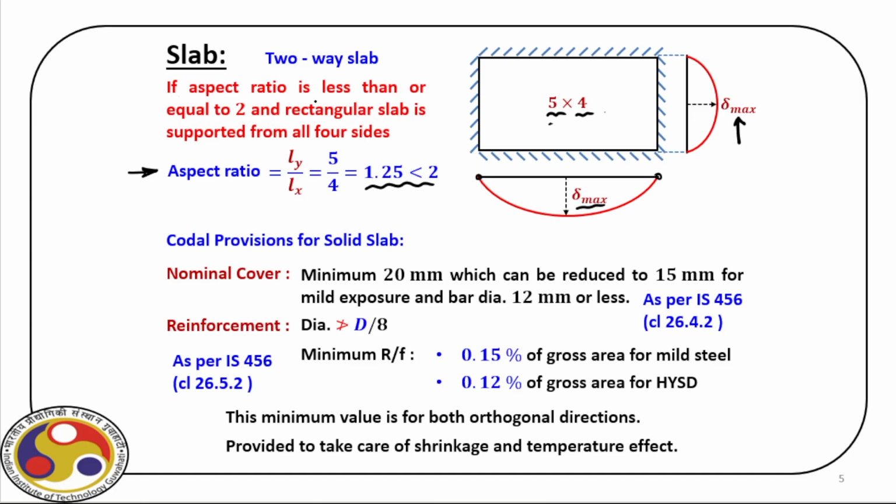So if the aspect ratio is less than or equal to 2, and a rectangular slab is supported from all four sides, then we call it a two-way slab because of the bending behavior, which is comparable in two orthogonal directions, represented by Ly and Lx.